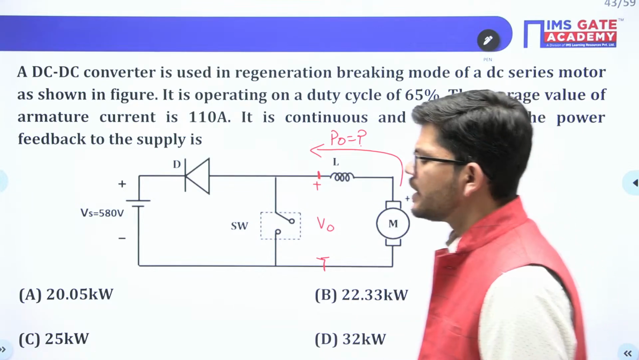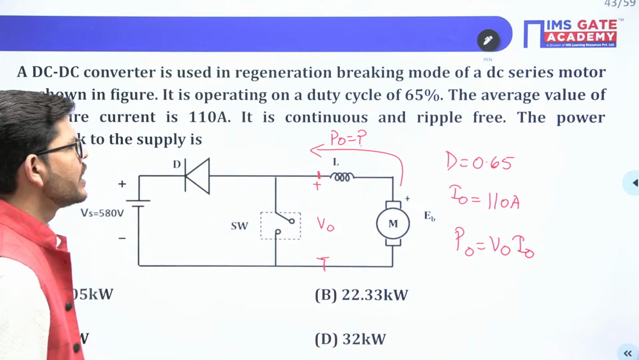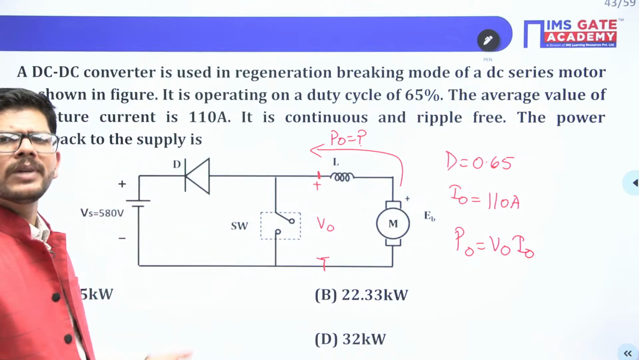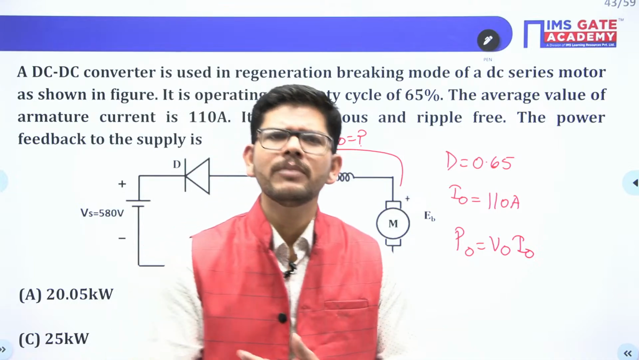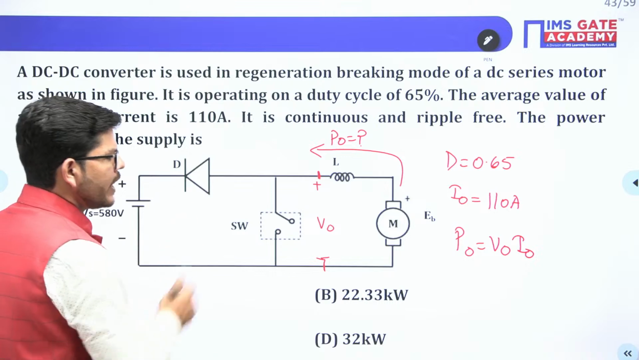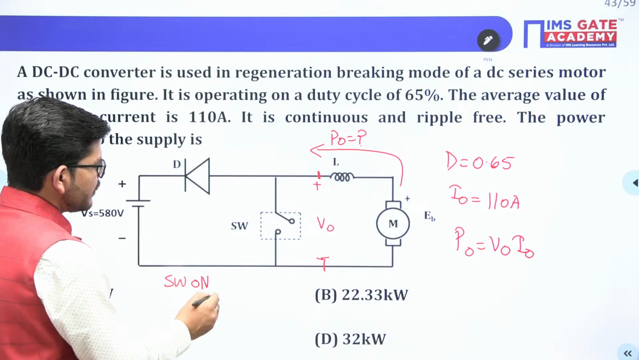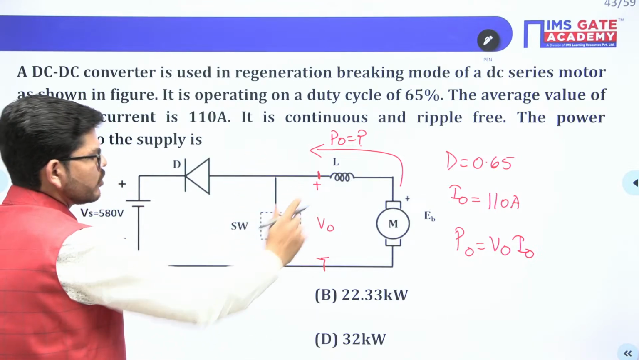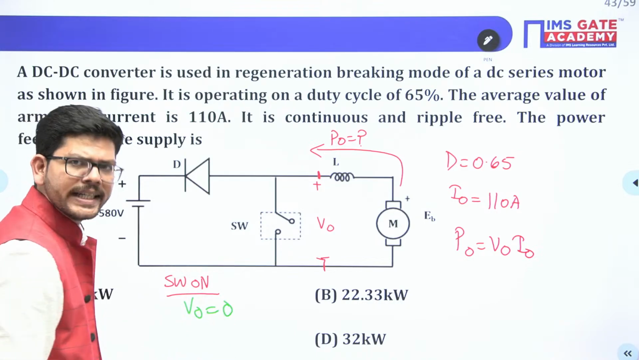So guys, tell me, since the motor is driving this converter, what happens? First you will turn on the switch and then you will turn off the switch. This is how we proceed for any of the converters, whether it is buck, boost, or buck-boost. So when you turn on the switch, this is a direct shunt. So what will be the output voltage? The output voltage will be 0, isn't it?